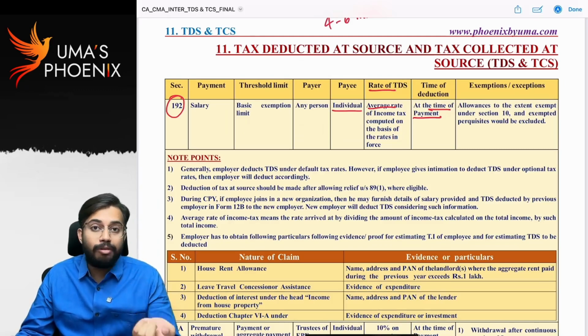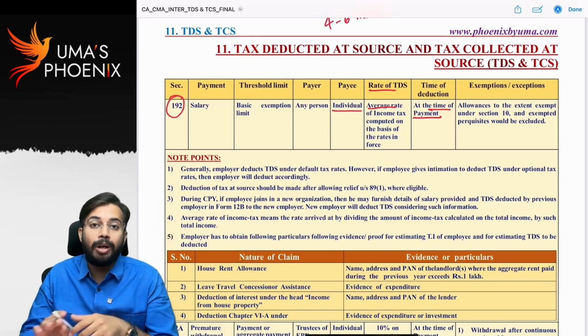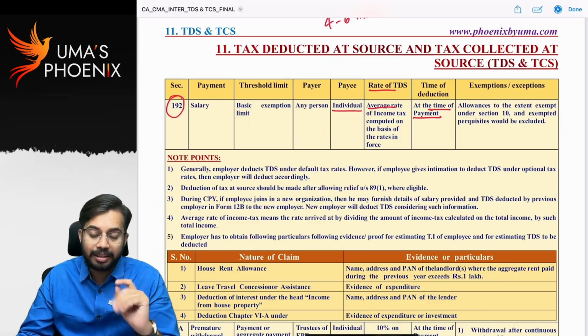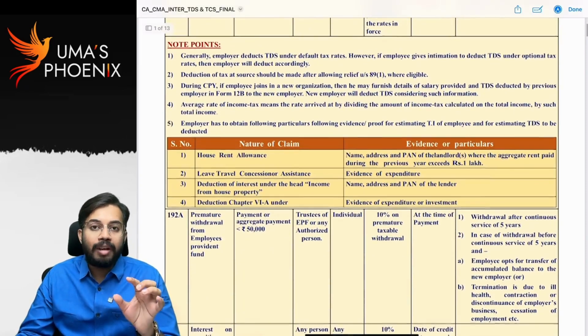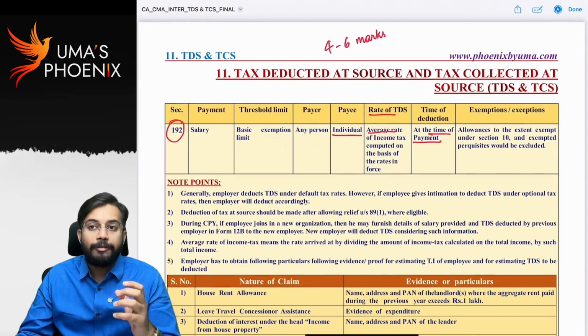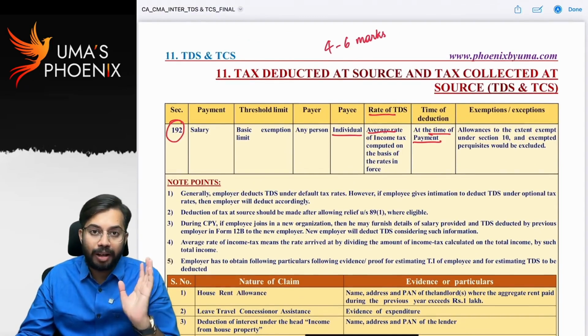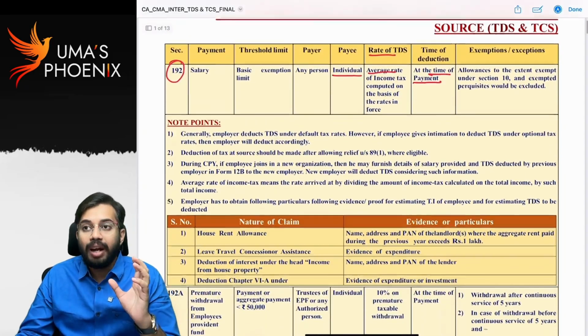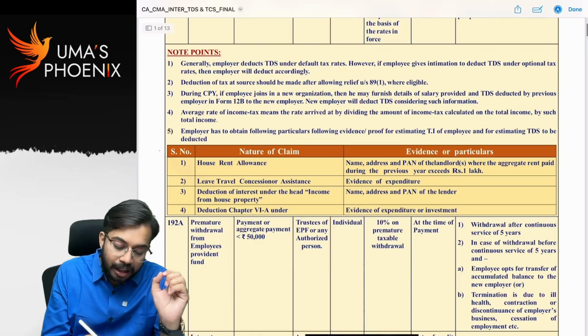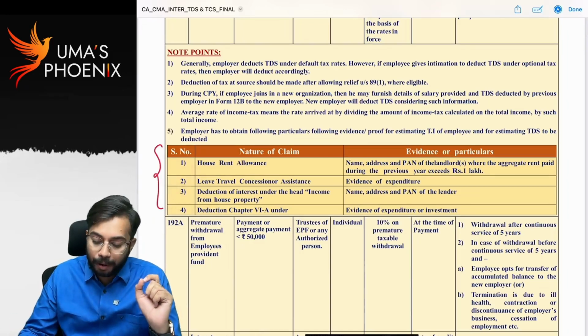Sir, whether employee can give losses? Yes, employee can give losses, but only house property loss can be considered by employer while calculating tax liability for the purpose of deducting TDS. Next, generally, employer will calculate tax liability under default tax rates for deducting TDS. If employee gives intimation to the employer, then employer will deduct TDS under optional tax rates. So whenever employee gives intimation with regard to paying taxes under optional tax rates, this particular information is also required to be given by the employee.